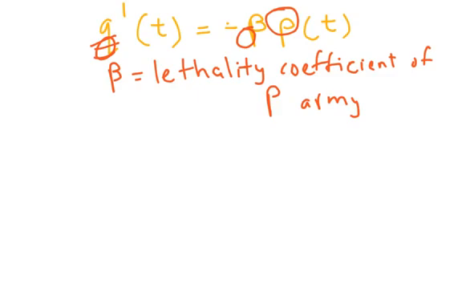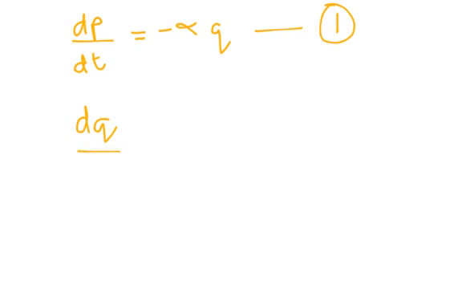Now let me write these equations properly again. dp by dt is equal to minus alpha q, this is equation 1, and dq by dt is equal to minus beta p, this is equation 2.